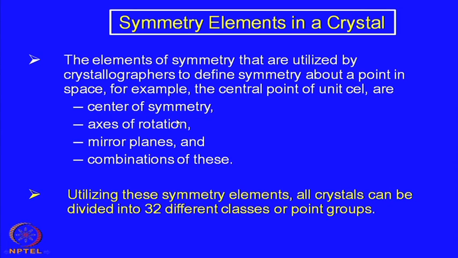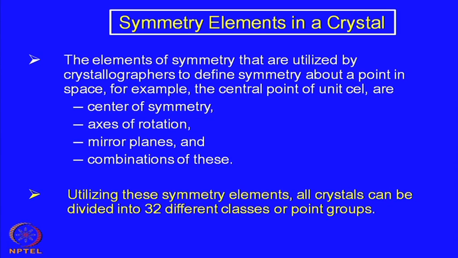One is the center of symmetry. For example, in a cube, the center of the cube is actually a center of symmetry. So, around that center, around that point, all are symmetric in diagonally opposite directions. Okay. So, that is why it is called center of symmetry.